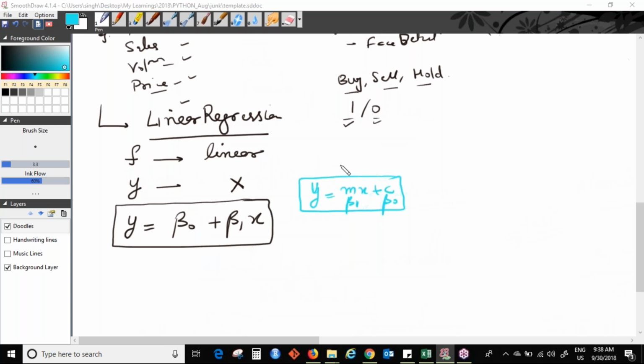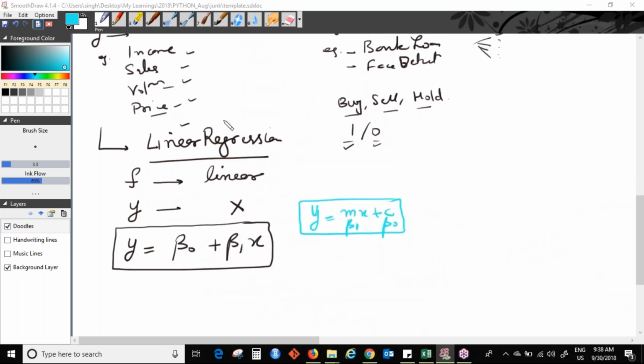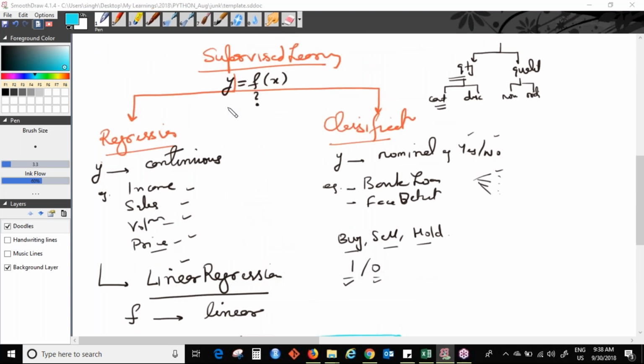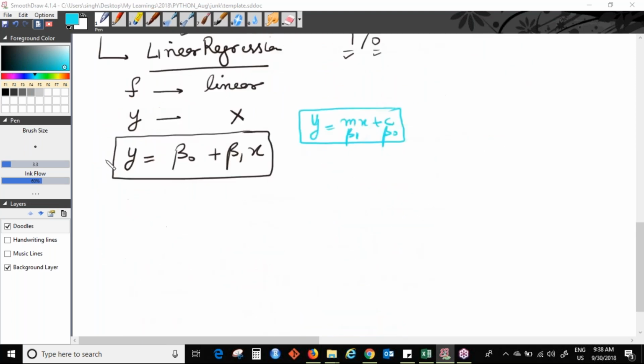Okay. So why did I write the equation of a line? Because we assume that the relationship is linear. We take a very simple assumption that in case of linear regression, the relationship between the dependent variable and the independent variable is linear. So that is why I have written the equation of a straight line. This will be true only if you have one independent variable, only one x.